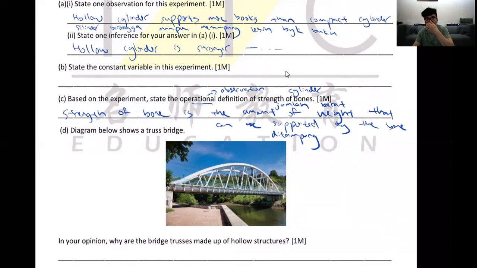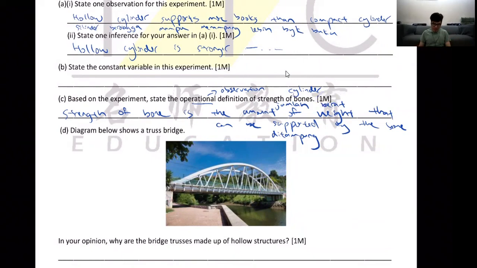So definition is normal definition, but operational definition is the definition based on your observation. I know there's no one way to say this. There's no one way to do this. You just have to practice more. But hey, 1 mark. Don't stress yourself over this 1 mark.